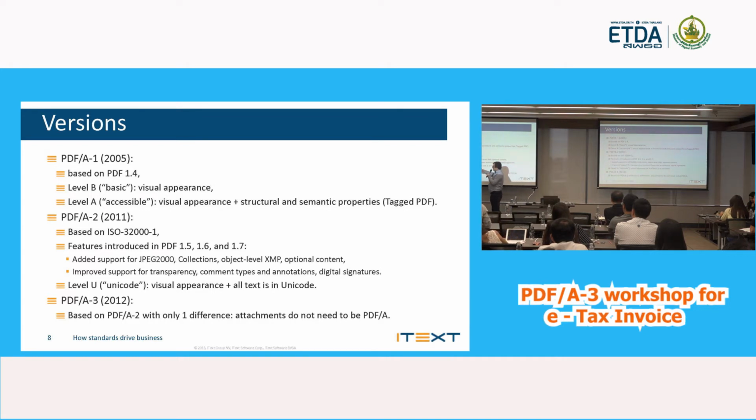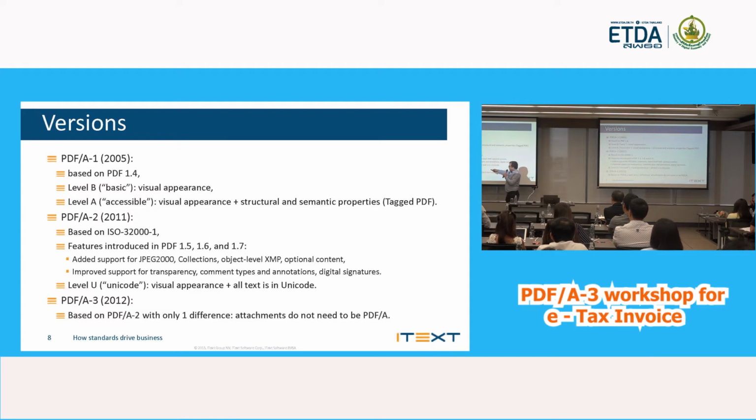Another level was also added, level U. That means that it's level B, but all text is in Unicode. Now the trend is to kind of leave the idea of levels. Level U is not used that much. You will always see level A or B.